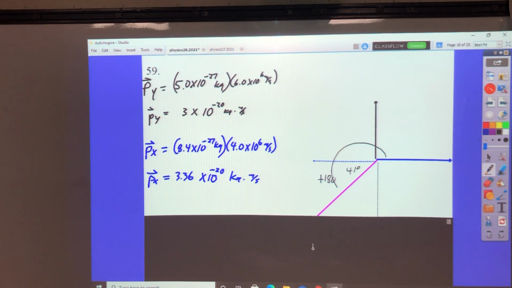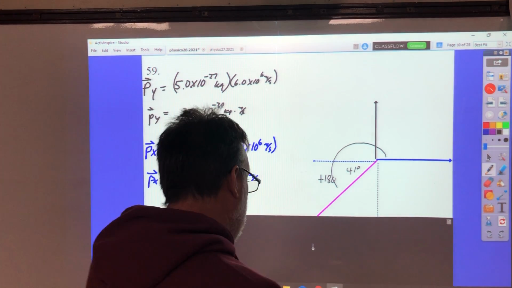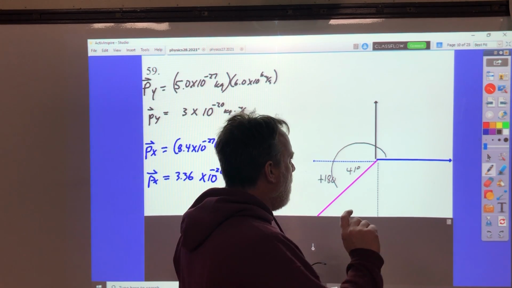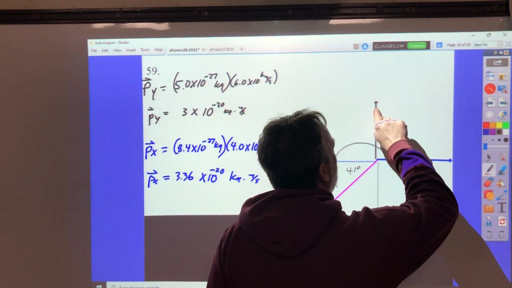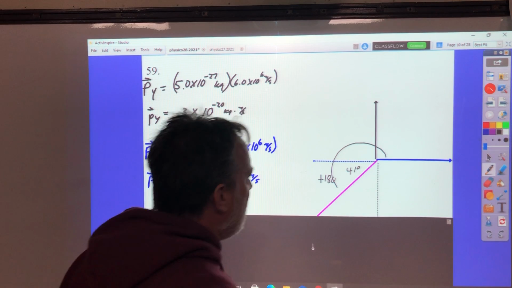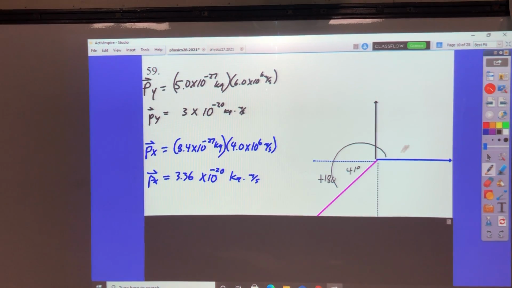I might have something wrong here. Okay, good, the problem is I just read it wrong. Here's the positive y-axis. I'm going to move this if I can. It's not drawn very good. That's a little better.